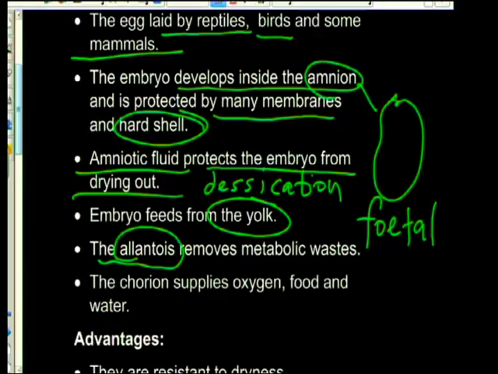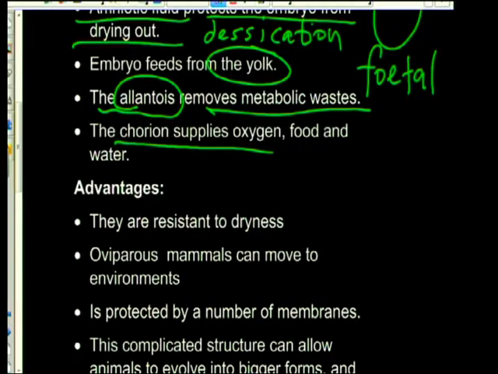There is another membrane surrounding a structure known as the allantois. The allantois stores all the metabolic wastes coming from the metabolism that the fetus undergoes. So all the waste products get stored in the allantois. The chorion is the third membrane now. It allows for the diffusion of oxygen, food and water. The food is already in the yolk. It will diffuse through the chorion, and from there it will diffuse into the egg.